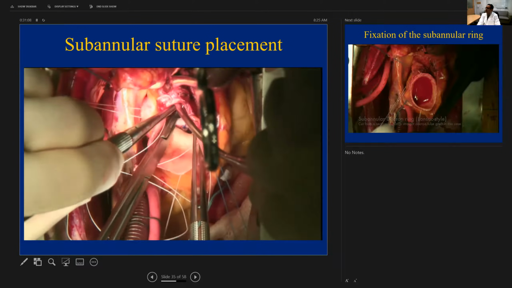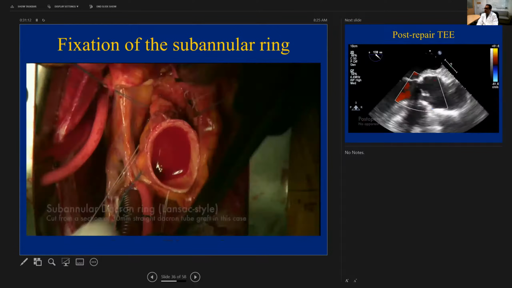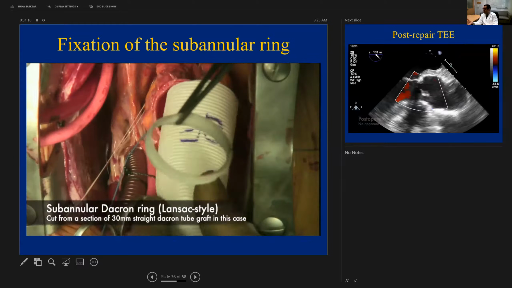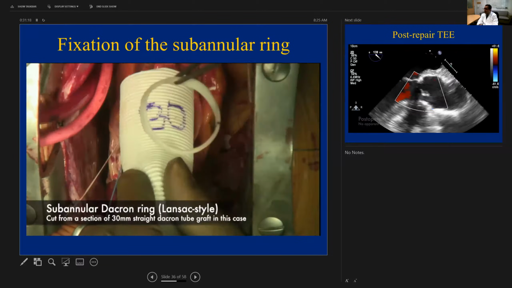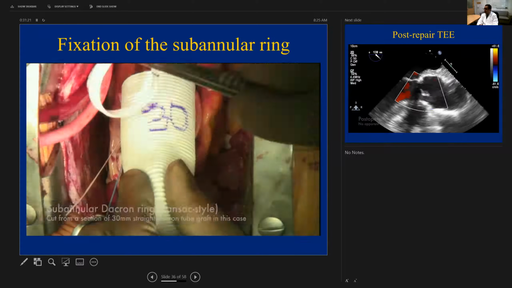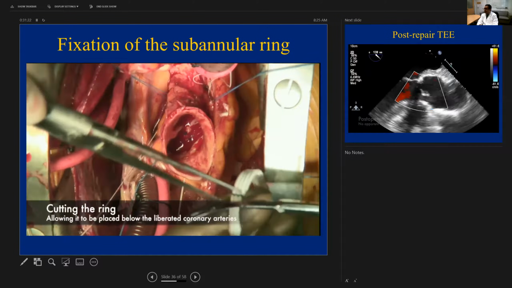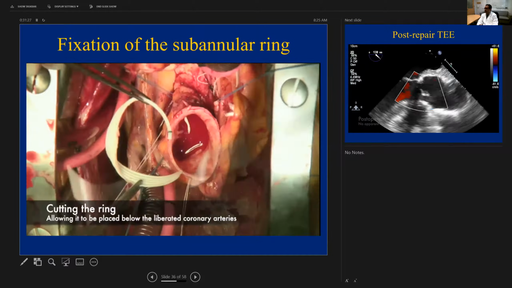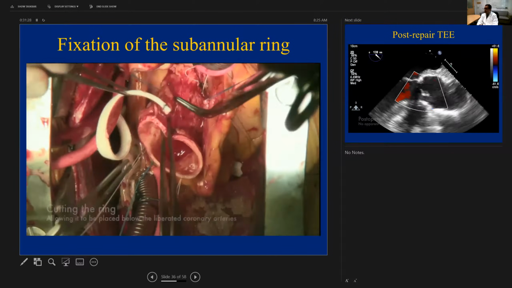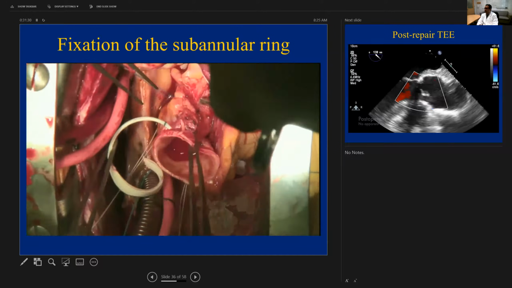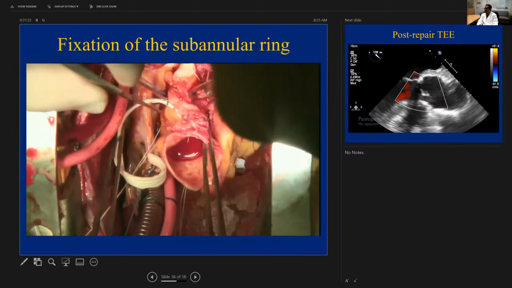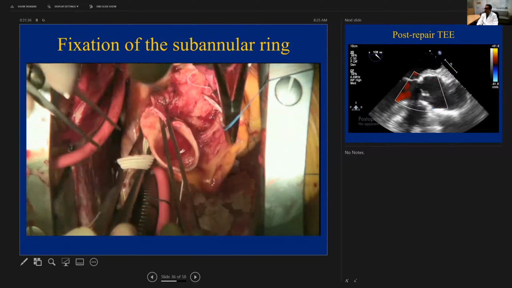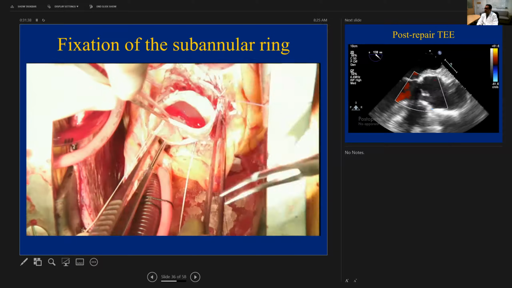Once we do this circumferentially, we actually size the annulus. We know that it was a 29 millimeter annulus, so we used a 30 millimeter graft. We cut our 3-ring graft and we pass the graft underneath the coronaries. There, that's being passed underneath the left coronary artery. Now it's being passed underneath the right coronary artery there. We reconnect the ring.